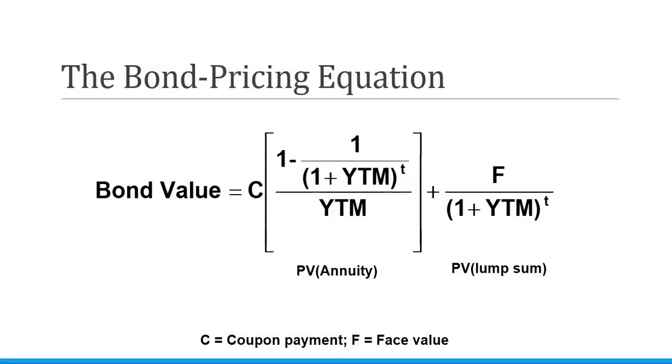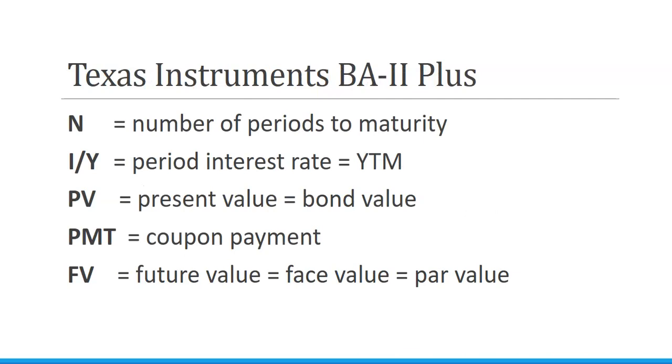The bond pricing equation. So where C equals the coupon payment, F is the face value or par value, YTM is yield to maturity, and T is the number of periods. When we're using a finance calculator or a scientific calculator, N is the number of periods to maturity. I/Y is our period interest rate or the yield to maturity. PV, present value. PMT is our coupon payment, and FV is the future value, which is the face value, which is the par value.